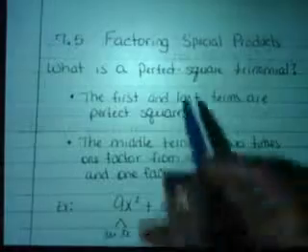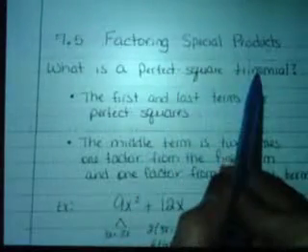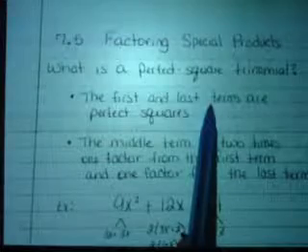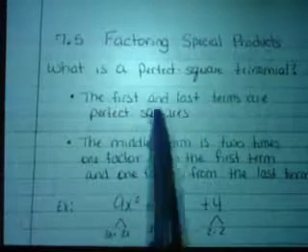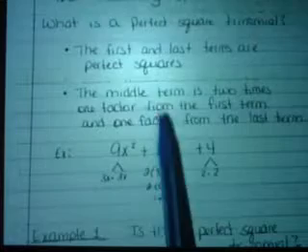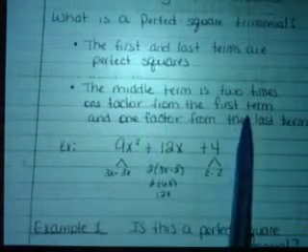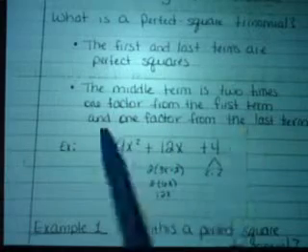Okay, in order for it to be a perfect square trinomial, the first and last terms have to be perfect squares, and then the middle term is going to be 2 times 1 factor from the first term and 1 factor from the last term.